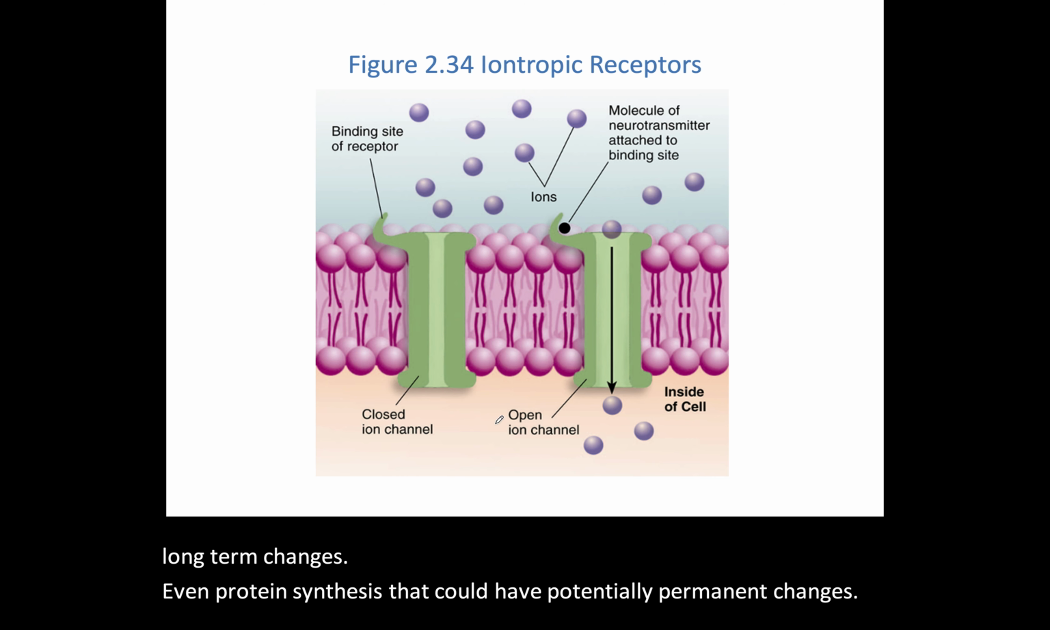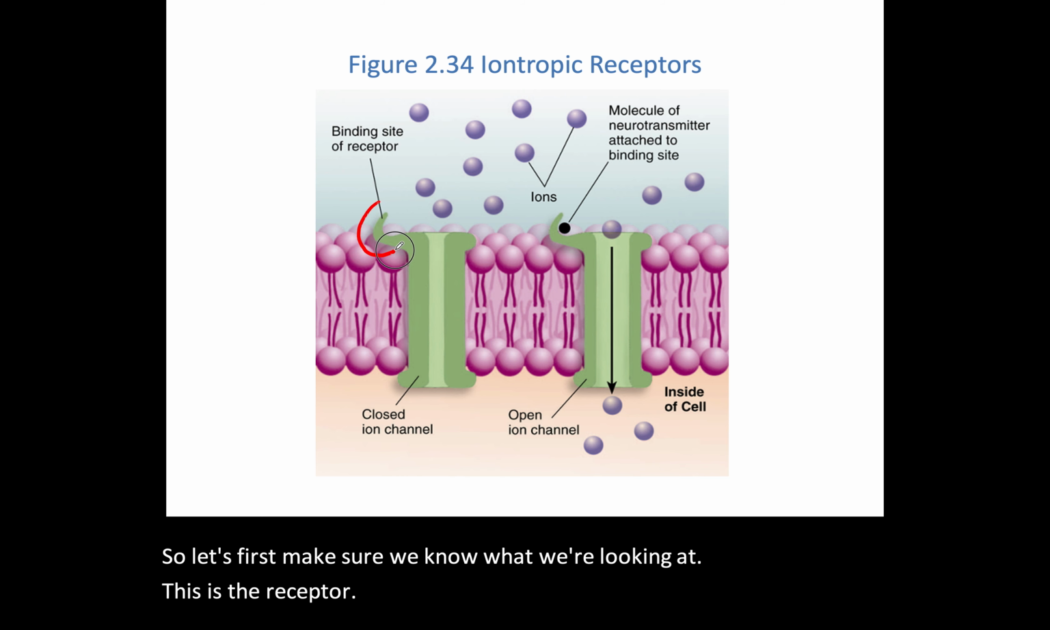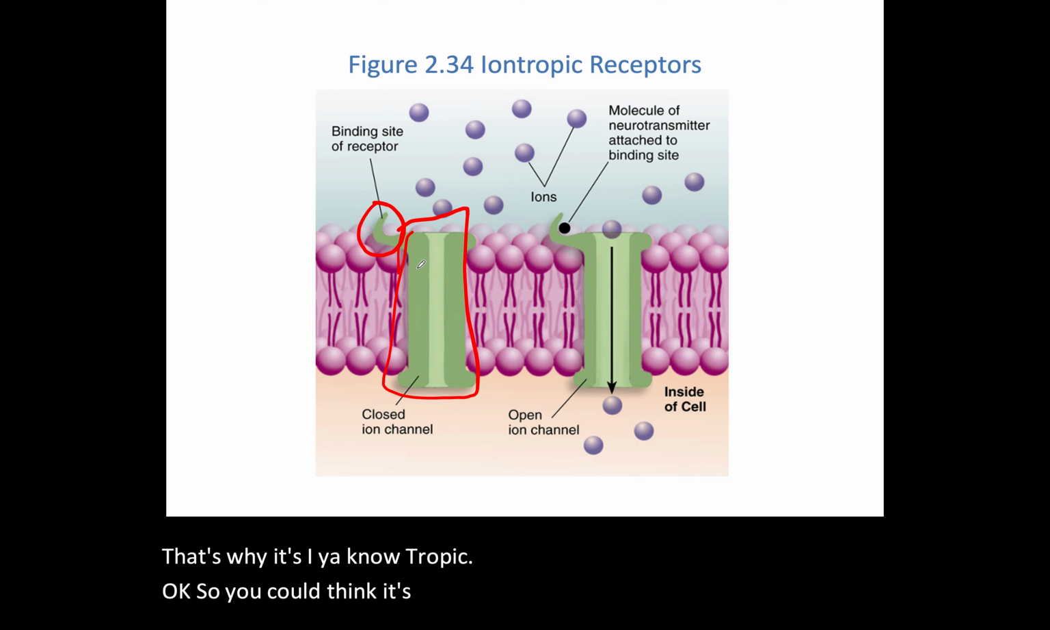Let's talk about ionotropic receptors. So let's first make sure we know what we're looking at. This is the receptor. The receptor controls an ion channel. That's why it's ionotropic. Okay? So you could think of it as a receptor channel complex. What are these? These are ions. This is a neurotransmitter. Okay?